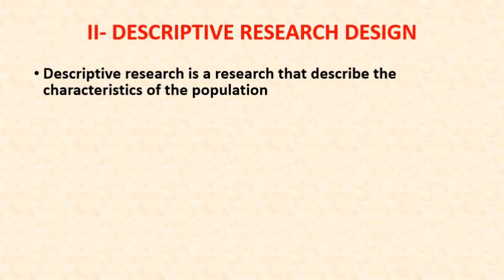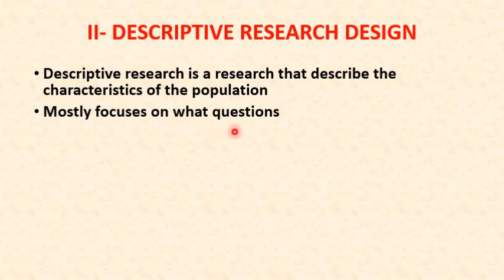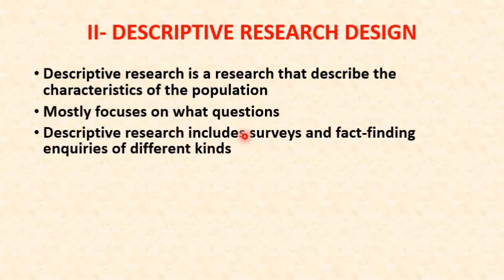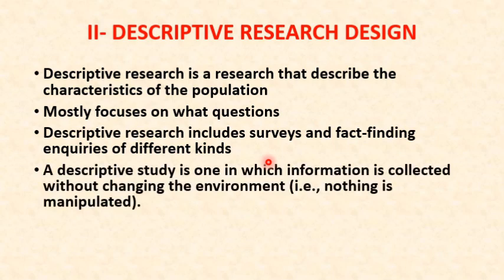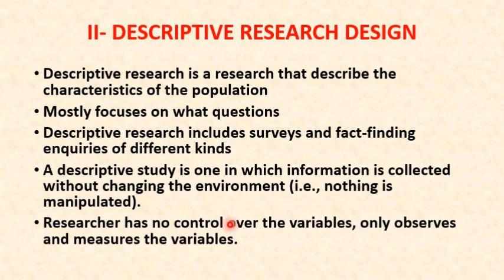Second type of research design is descriptive research design. Descriptive research is a research that describes the characteristics of the population. It mostly focuses on what questions. Descriptive research includes surveys and fact-finding inquiries of different kinds. A descriptive study is one in which information is collected without changing the environment. That means nothing is manipulated in descriptive research.